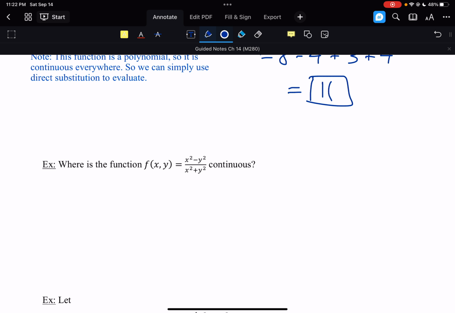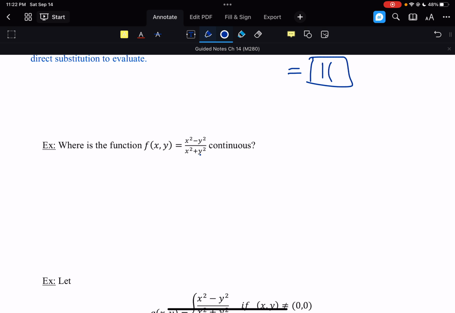For the next one here, where is this function continuous? x squared minus y squared over x squared plus y squared. So this one, we know that the function doesn't exist at (0, 0), because that would give us a 0 in the denominator. So this is discontinuous at (0, 0).